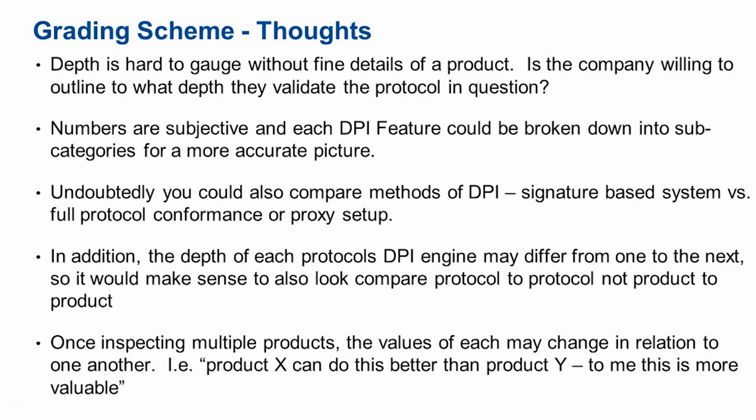And thinking about protocols, maybe some company did a really great job developing a DPI engine for Modbus, but their DPI engine for DNP3 is awful. So you can't just say, this product's great, I've looked at one protocol, I'm going to use 3 of them. You have to take all these factors into account. And as I mentioned earlier, when I built this scheme, what does 14 of 21 mean? Is that really good?